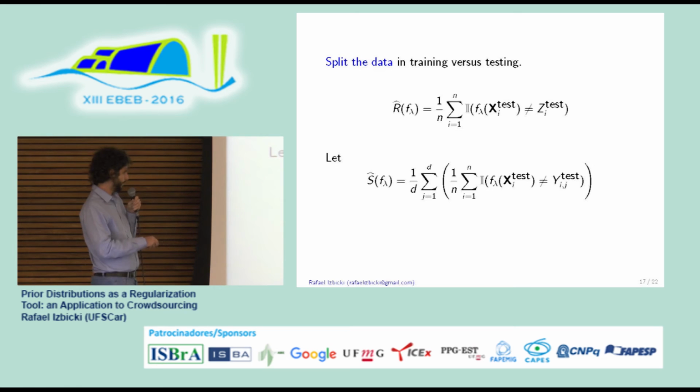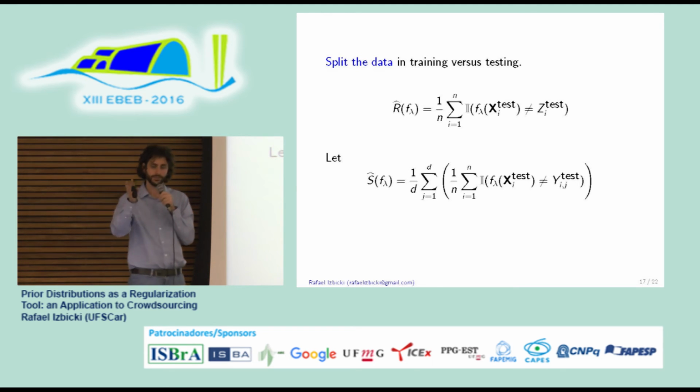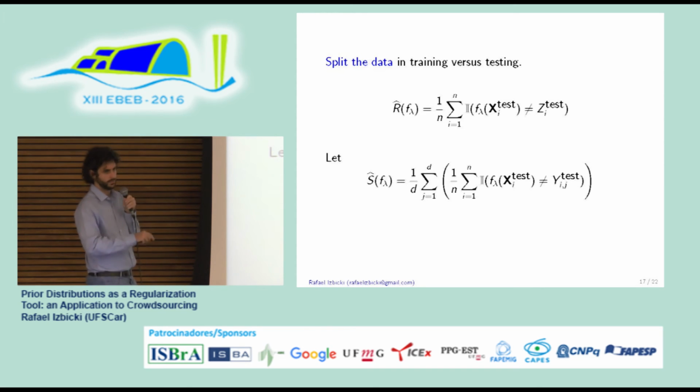So if we focus here on the inner part of the sum, this is just looking at the proportion of mistakes expert J thinks classifier F is making. So you look at how many mistakes each of the experts think that classifier is making, and you average all these proportions. And that's how we attribute a score to classifier F lambda.